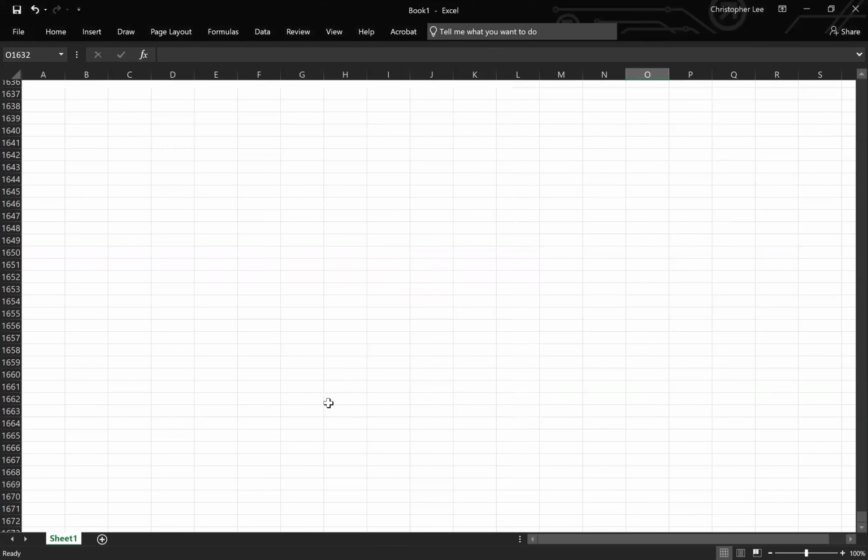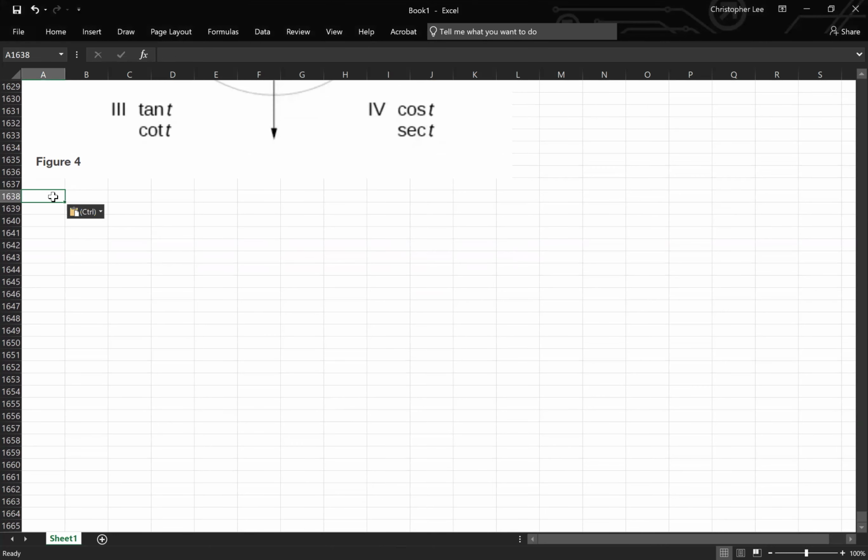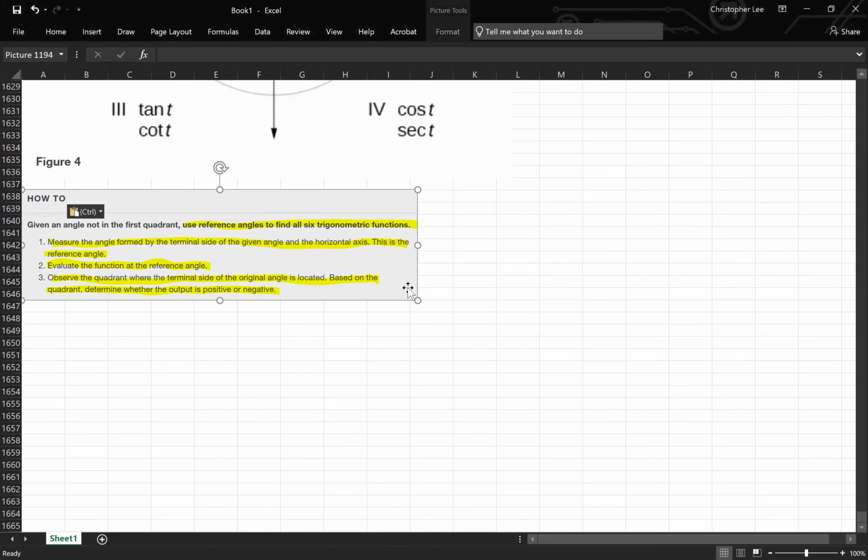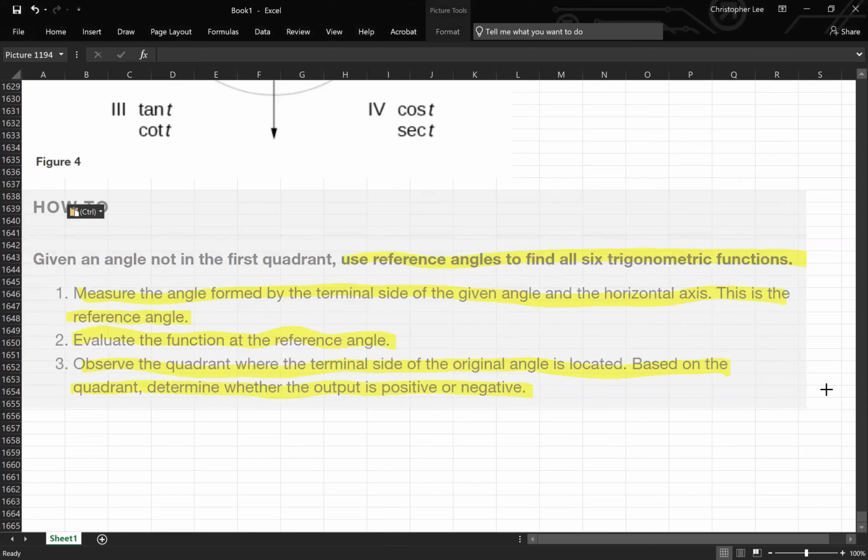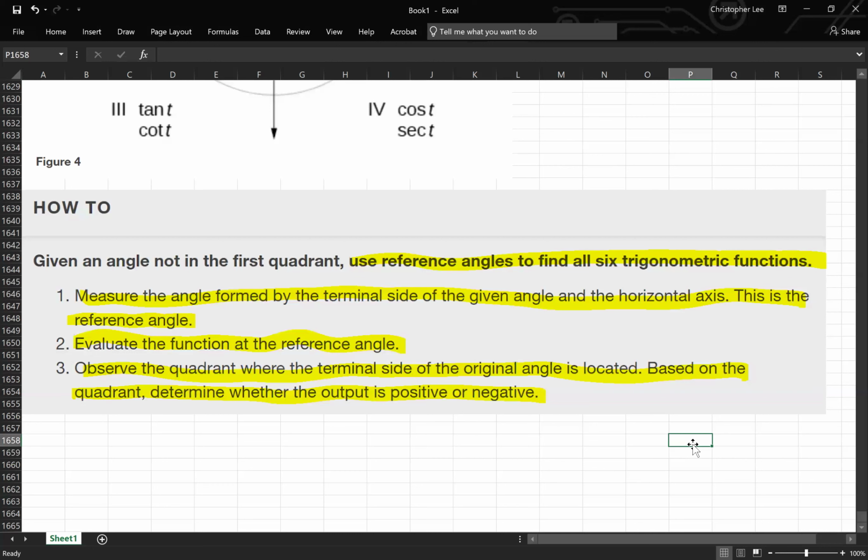Let me give y'all a little how-to real quick. Given an angle not in the first quadrant, use the reference angles to find all 6 trigonometric functions. So here's how we do it. First, we measure the angle formed by the terminal side of the given angle and the horizontal axis. This is the reference angle. Reference angle is important. Evaluate the function at the reference angle and then observe the quadrant where the terminal side of the original angle is located. Then based on the quadrant, determine whether the output is positive or negative.